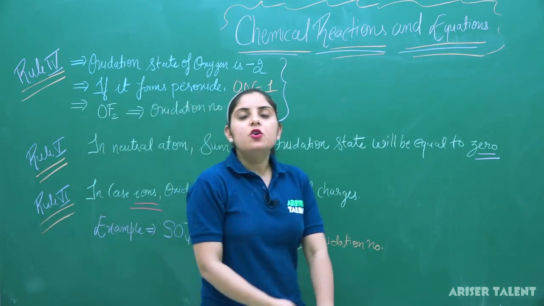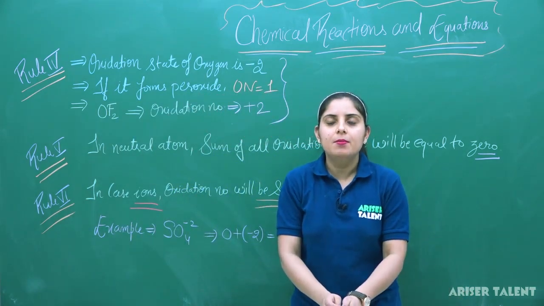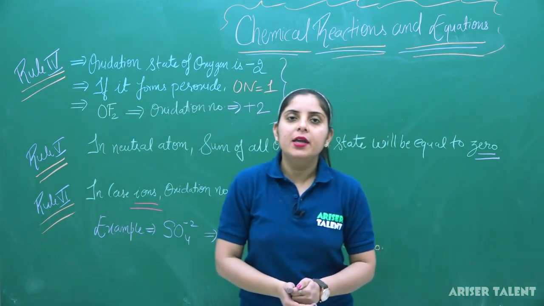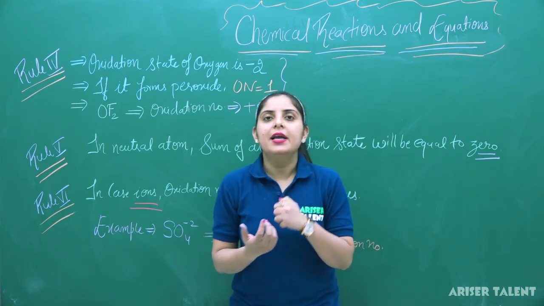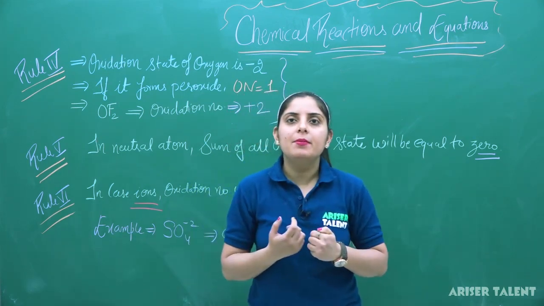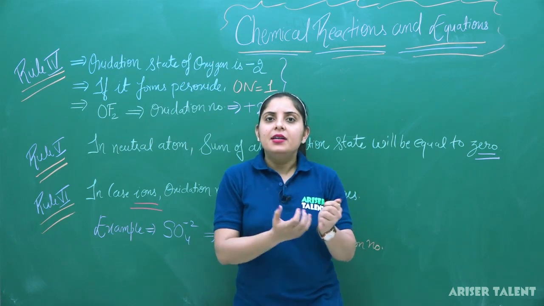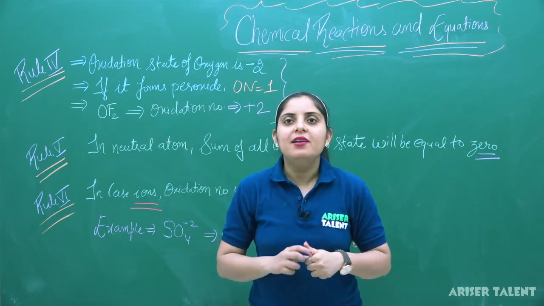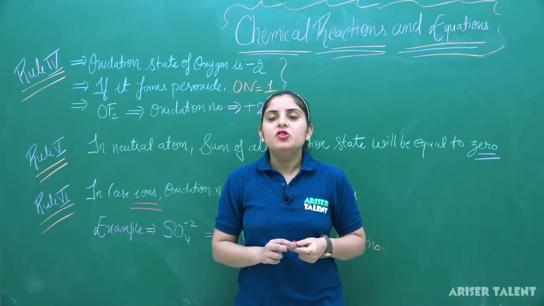So this is all about the rules of the oxidation number. This lecture is over for today. Now in our next lecture, we will calculate the oxidation number of a few elements and see what are the advantages and disadvantages of oxidation and reduction reaction. Thank you so much and have a nice day.